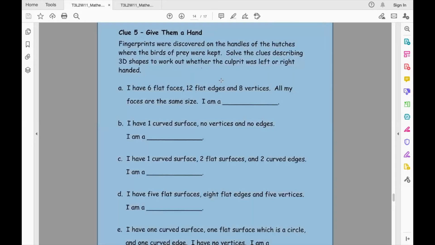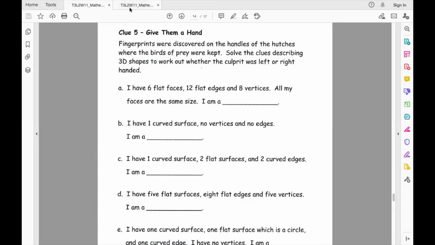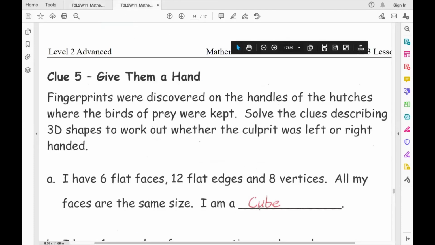Right, so let's go through the solutions for A. So A is a cube. Now, a cube has 6 flat faces and 12 flat edges and 8 vertices. So how to do these questions, it would be best if you could find a little table of all the 3D shapes, all the common 3D shapes. Maybe search it up on the internet if you have it.